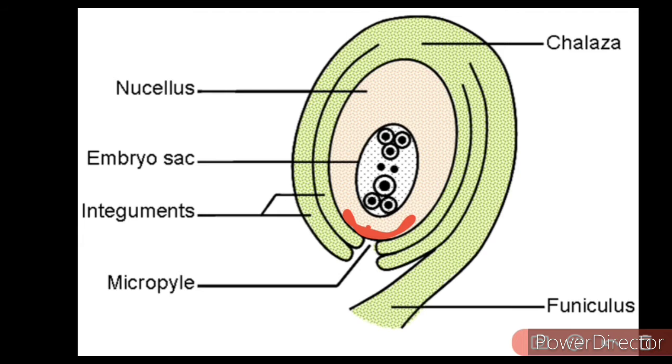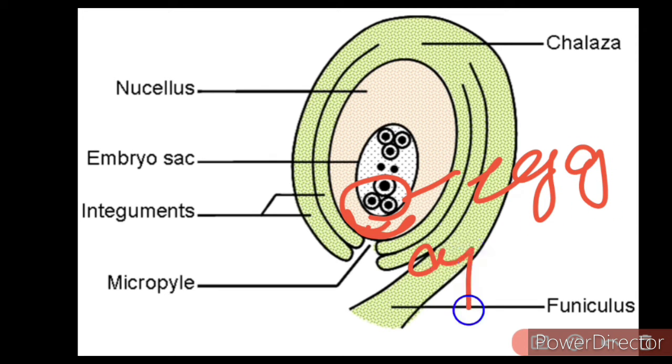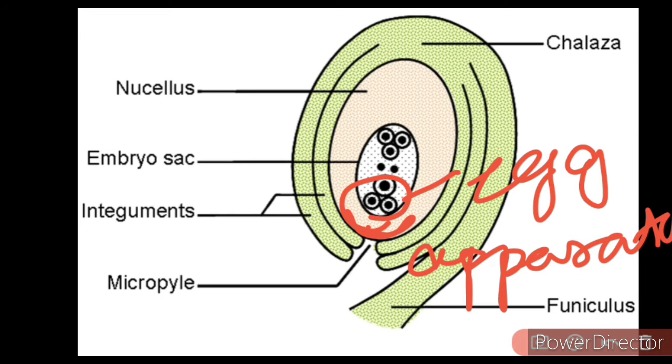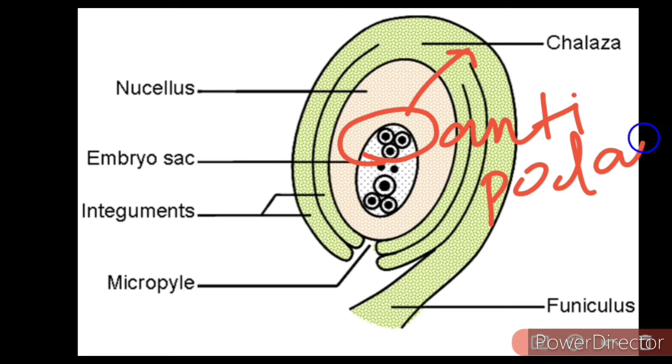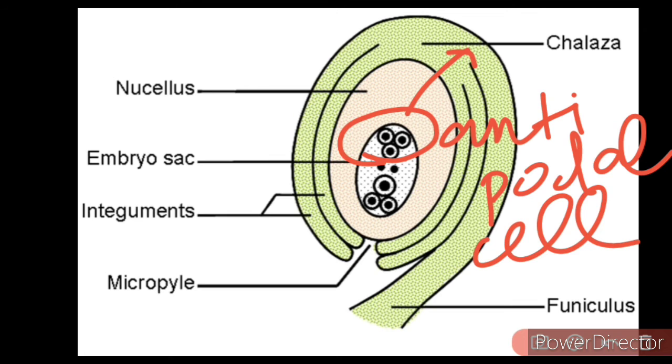Now this consists of 3 cells. Here you can see the 3 cells, isn't it? These are called the egg apparatus, which is present near the micropyle. So it is called the micropylar end. And you have 3 cells near the chalaza, isn't it? This is called the chalaza end, right? These 3 cells are called the antipodal cells. They are placed near the chalaza end.